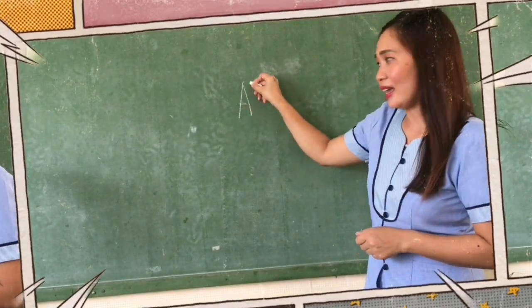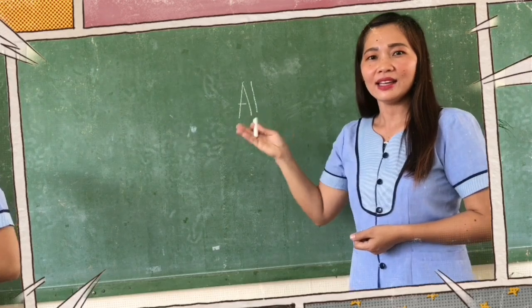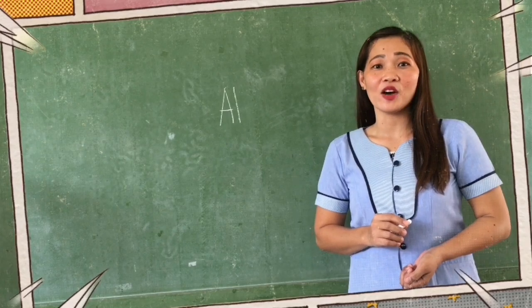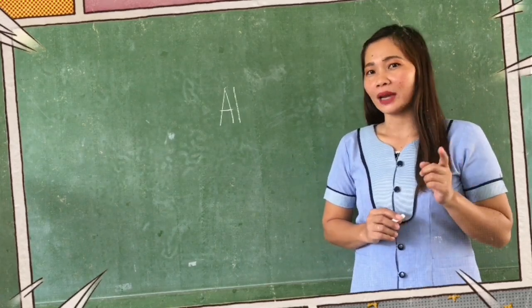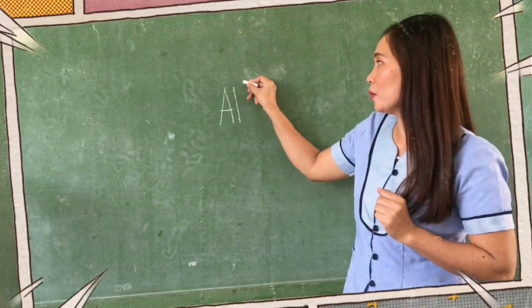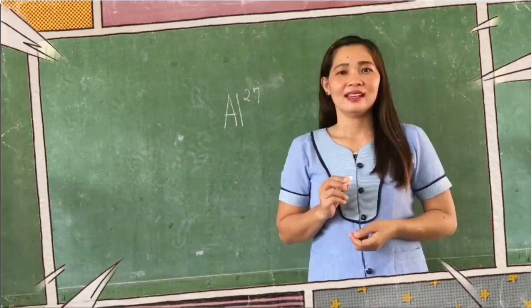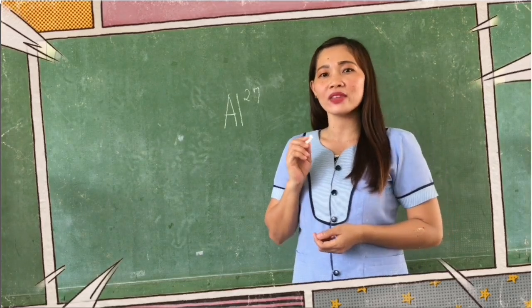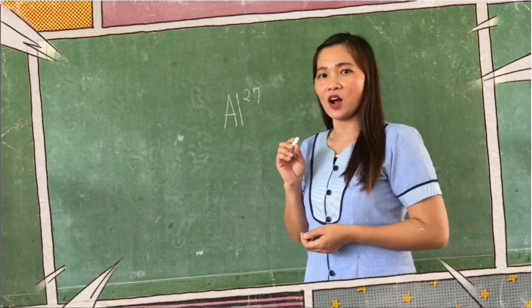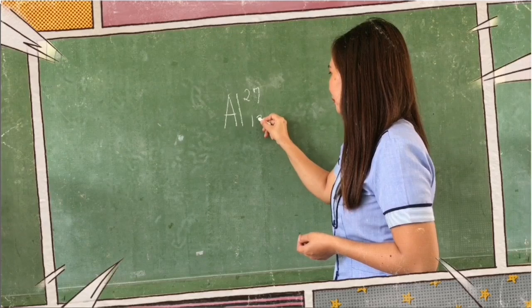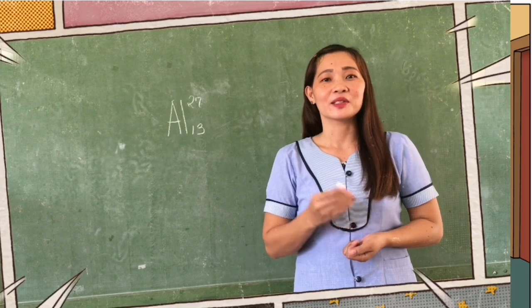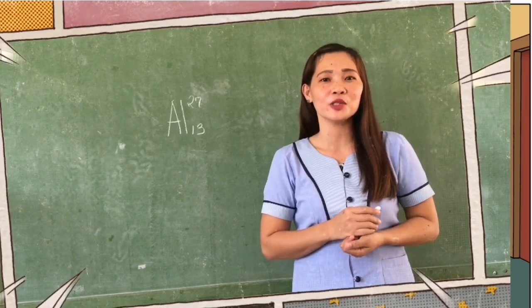Correct! Big letter A and small l. Al stands for aluminum. Aluminum has an atomic mass of 27, and we will write 27 at the upper right side of the symbol. Aluminum has an atomic number of 13, and we will write 13 at the lower right side of the symbol. How many neutrons does it have? Great! It has 14 neutrons.